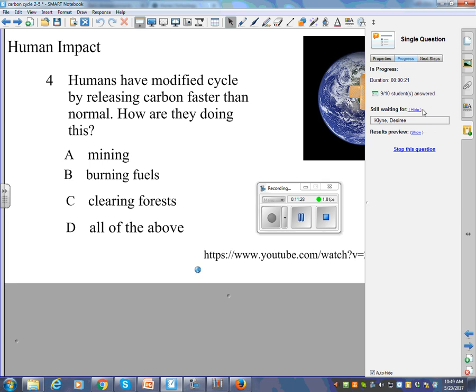You can actually pick two if you think one is not true. You can pick A and B on some questions if I have it set up like that.